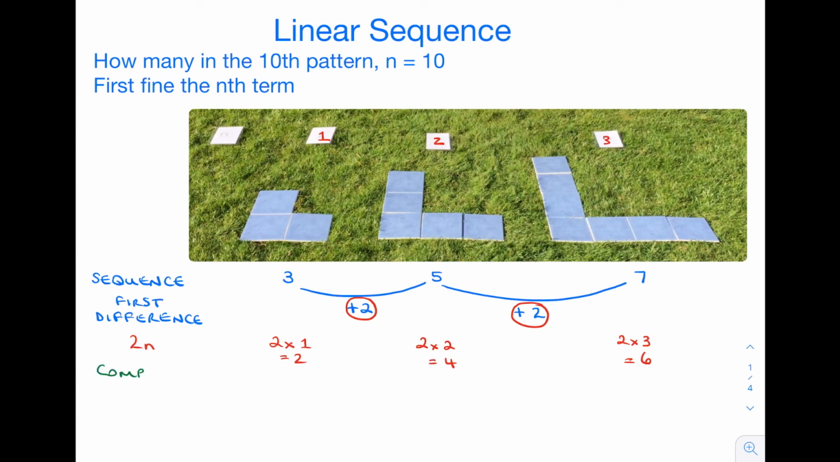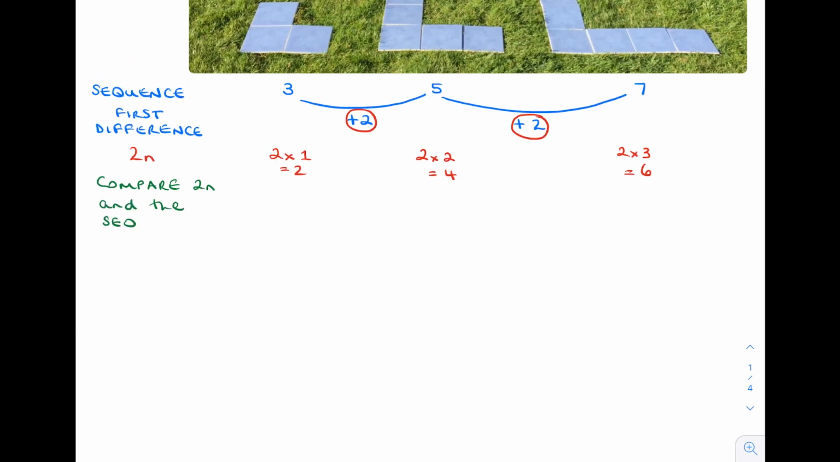Finally, compare the 2 times table, the sequence 2n, with the sequence that you want. So comparing 3 and 2, 5 and 4, 7 and 6, 3 take away 2, 1. 5 take away 4, 1. 7 take away 6, 1. All quite straightforward so far.